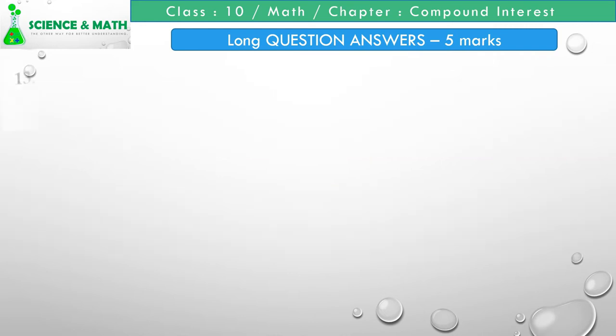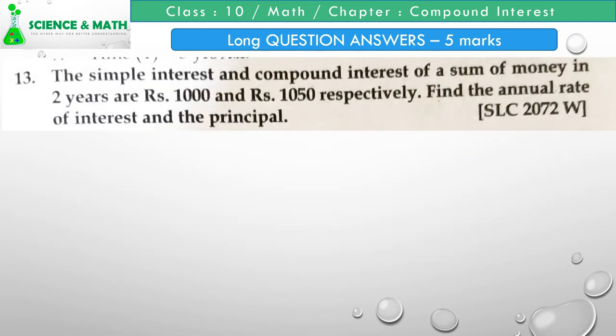Question number 13. The simple interest and compound interest of a sum of money in 2 years are rupees 1000 and rupees 1050 respectively. Find the annual rate of interest and the principal. This question is asked in SLC 2072.